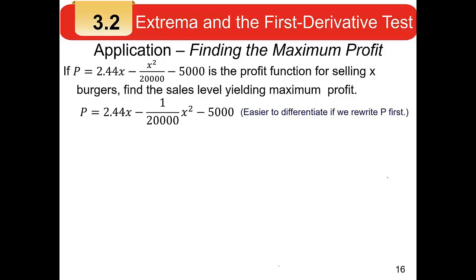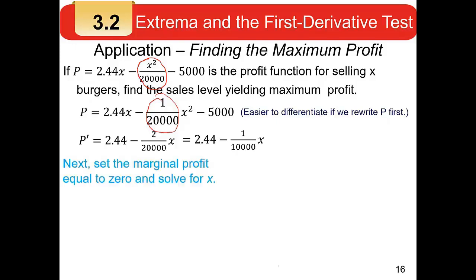You're going to set that equal to 0, but it's easier to rewrite that middle term. Instead of dividing by 20,000, think of it as multiplying by 1 over 20,000. Dividing by 20,000 is the same as multiplying by its reciprocal. That's easier because now you can just use the power rule. So when you take the derivative, you'll get 2.44 minus 2 20,000ths x. And of course, 2 20,000ths is the same as 1 10,000th. And you want to set that equal to 0.